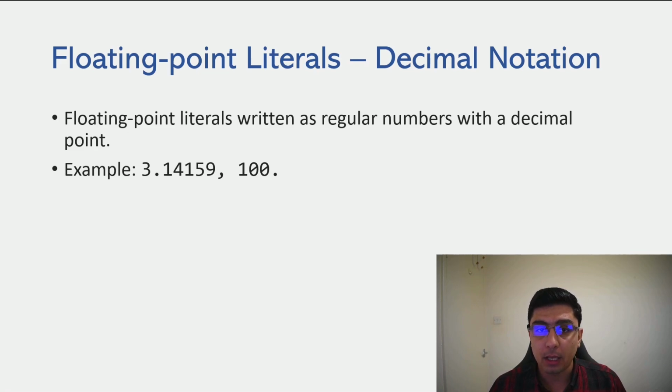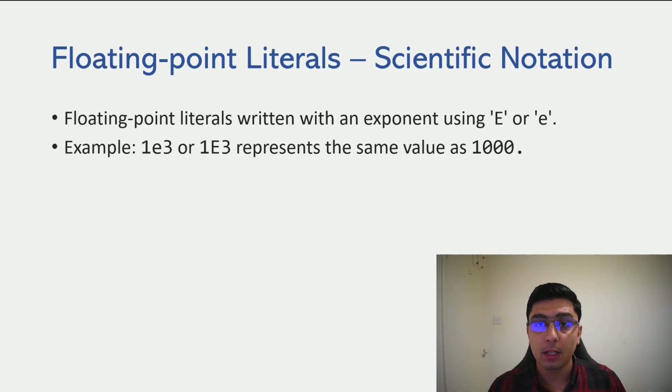Or a simpler example can be 100. Please note the decimal point at the end of 100. The second notation is scientific notation. This allows us to represent large or small numbers concisely using an exponent. We use uppercase E or lowercase e to indicate the exponent. For instance, 1e3 or 1E3 is equivalent to 1000. with a decimal point at the end.